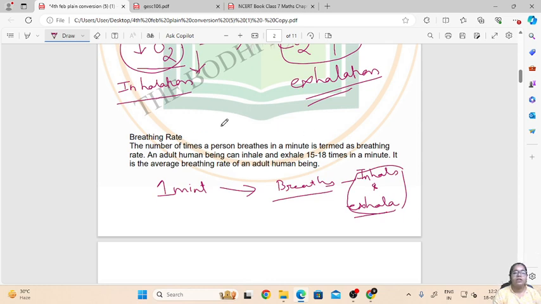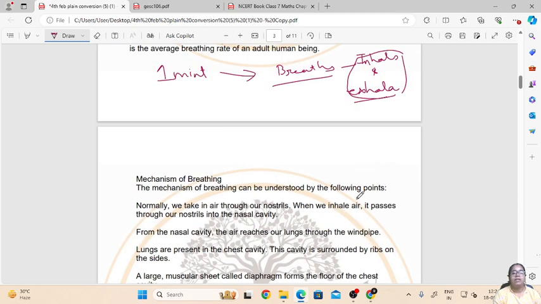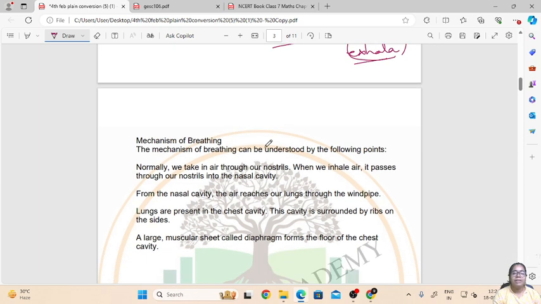So we now know what is breathing, what is breathing rate, and how to calculate the breathing rate of an organism. Now let us see how this breathing happens, as in what is the mechanism of breathing. We know what breathing is, so how does breathing happen in an individual? In an individual we have something called the respiratory organ.